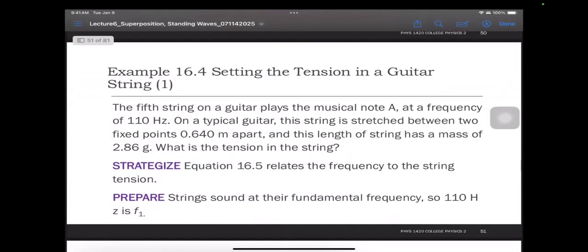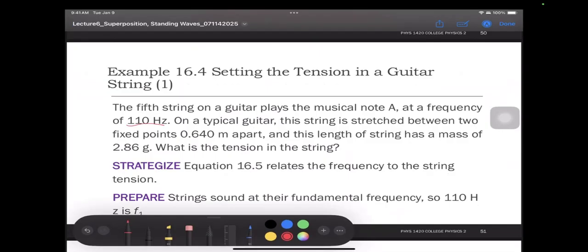Okay, let's talk about the other example, setting the tension in a guitar string. The fifth string on a guitar plays the musical note A at a frequency of 110 Hz. On a typical guitar, this string is stretched between two fixed points 0.640 meter apart, and this length of string has a mass of 2.86 gram. What is the tension in the string?